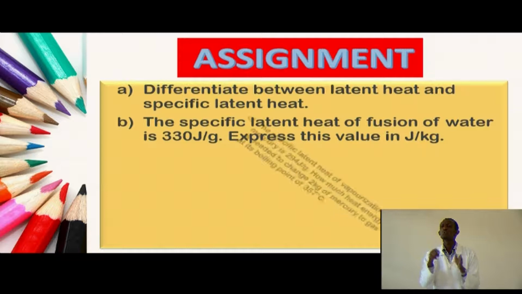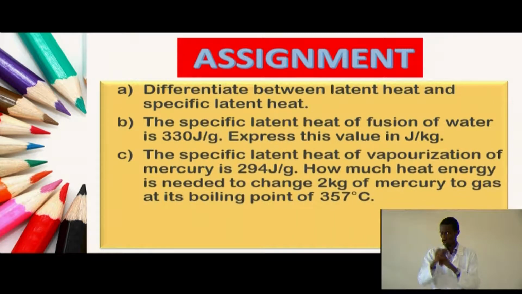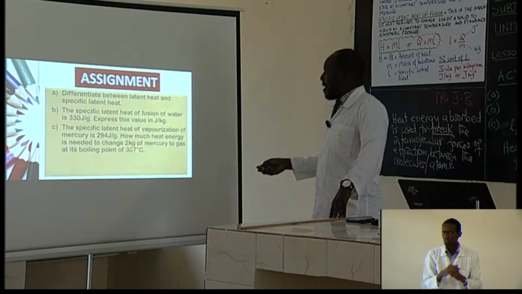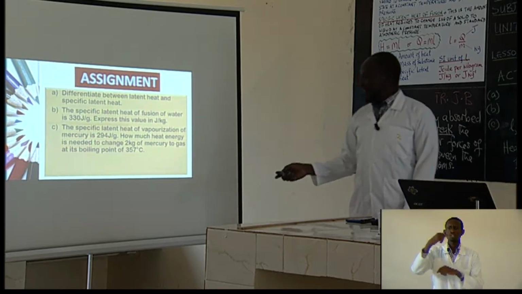And then the last part is the specific latent heat of vaporization of mercury is 294 joules per gram. How much heat energy is needed to change 2 kilograms of mercury, of course it means in liquid form, to gas at its boiling point of 357 degrees Celsius.